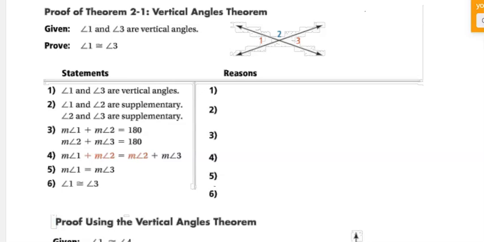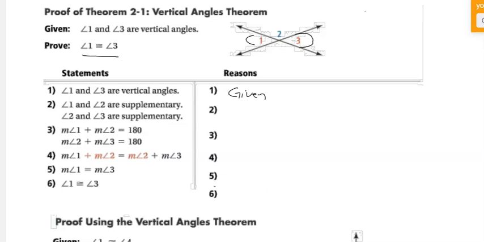We know that 1 and 3, by definition, are vertical angles. We're going to show that 1 must be congruent to 3. So let's run through this process. How do I know that 1 and 3 are vertical angles? It's just given.